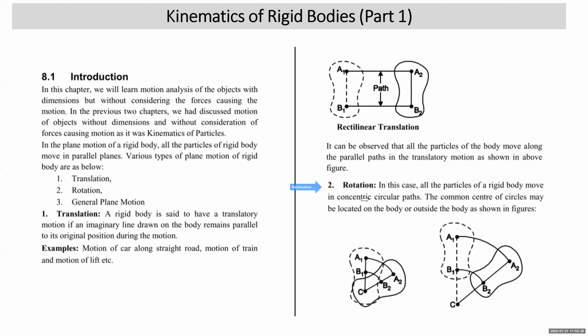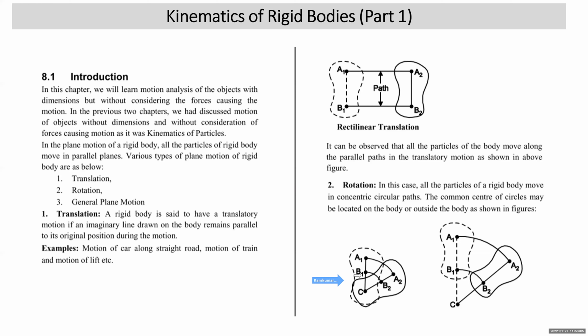Next comes rotation. In this case, the particles of the rigid body move along concentric circular paths. The common center of rotation, the common center of the circles, may lie on the body or may lie outside the body. A very important thing: when we say rotation of the rigid body, it means the body is rotating about a fixed axis of rotation. The axis of rotation may lie on the body or outside the body. Like in this first example, can you see that? C is the center of rotation of the concentric circles. Can you see that it is a fixed axis rotation?